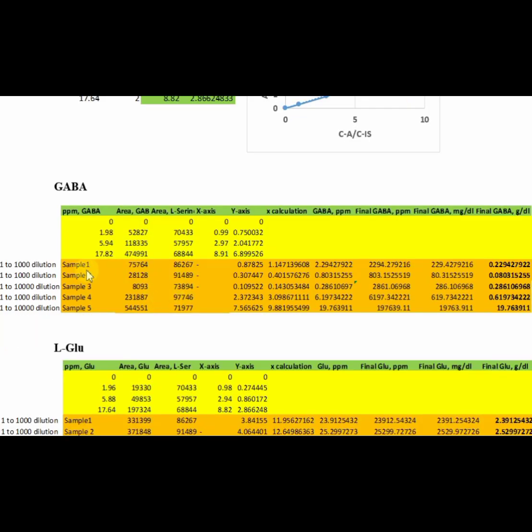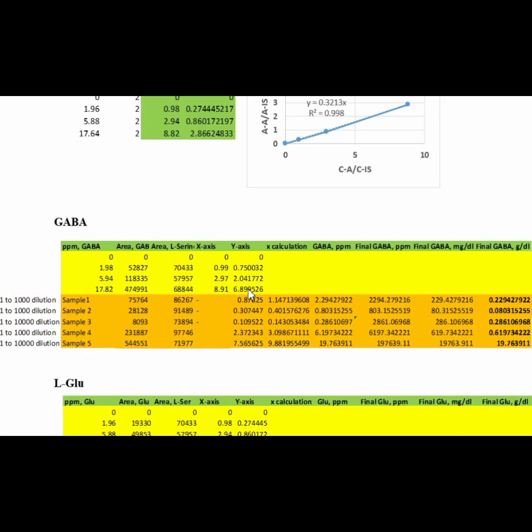and sample value. Sample was diluted 1000 times, like sample 1, 2, 3, 4, 5. Or some samples were 10,000 times diluted. First sample was diluted 1000 times. Its area is 75764 GABA area, and L-serine area was 86267. Then we can plot y-axis. We can draw y-axis. Y-axis means area of analyte by area of internal standard.